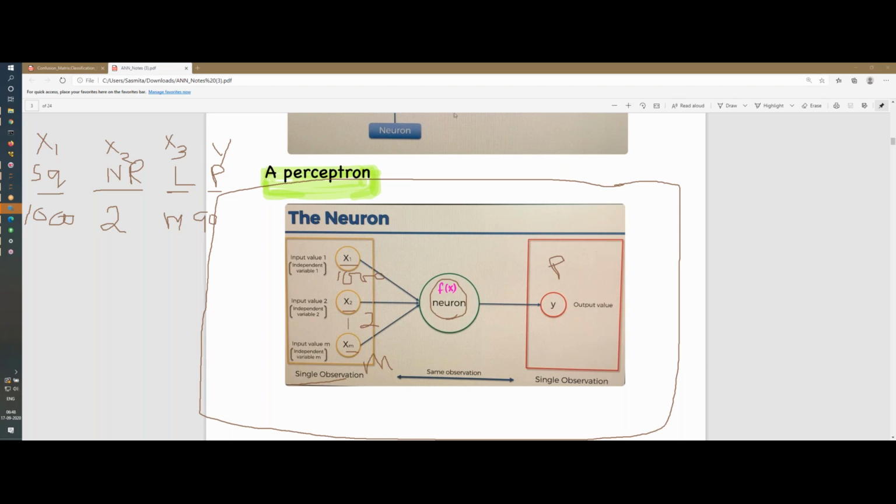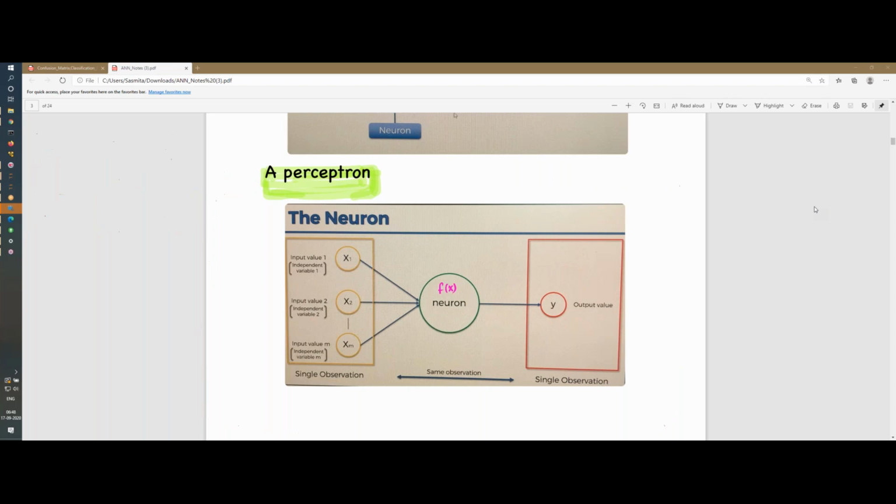So this is how the structure of a single neuron looks. This is called a perceptron. First, we will understand the basic architecture, and on top of that, we will build more complex architectures. So this is the architecture of a perceptron, a single neuron. What is a perceptron? A perceptron is a single neuron.